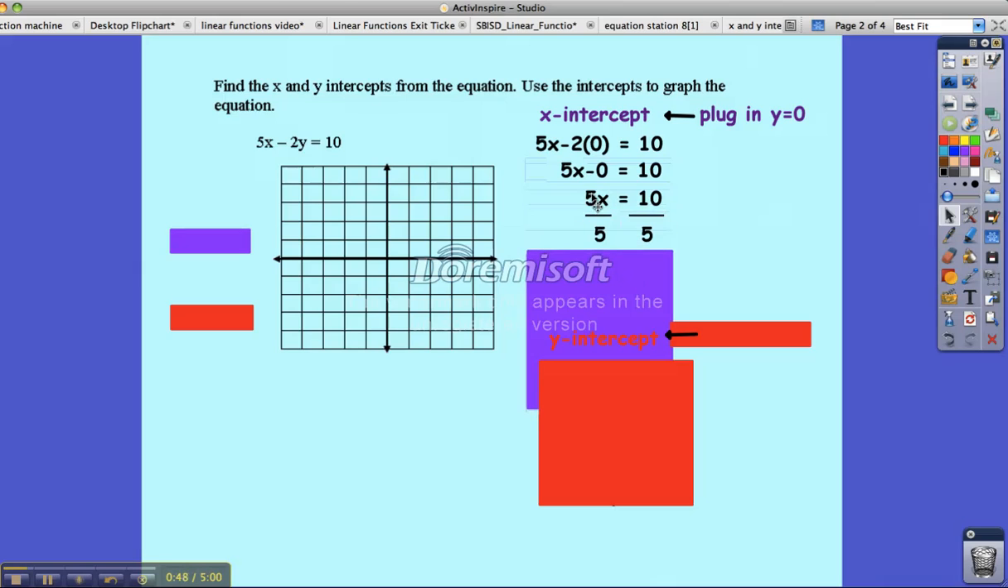So I'll divide both sides by 5. 5 divided by 5 would leave me with 1x. 10 divided by 5 would leave me with 2. So when I get to that point, I find x equal to 2.